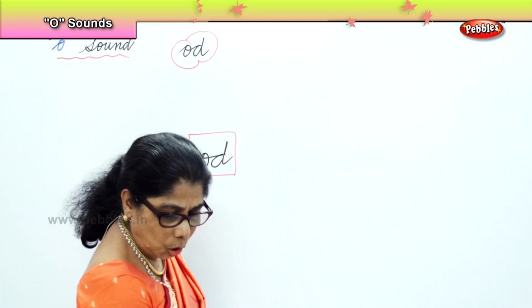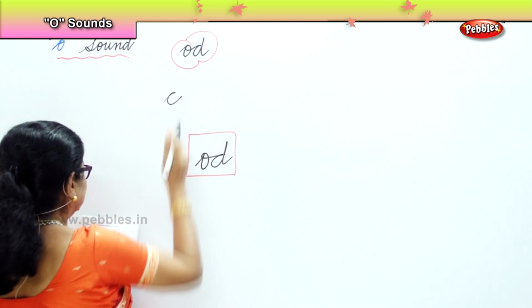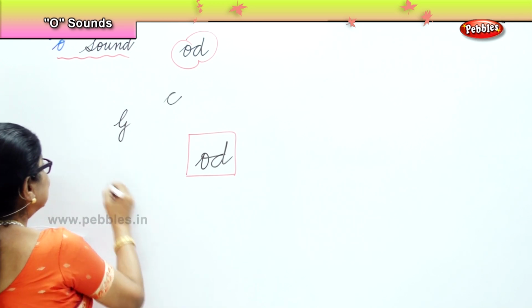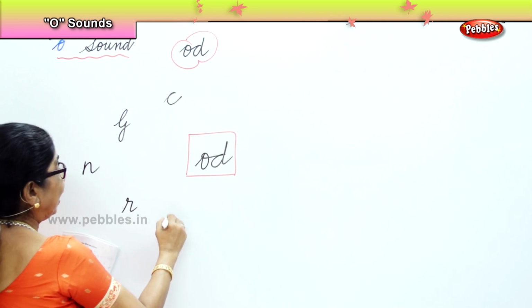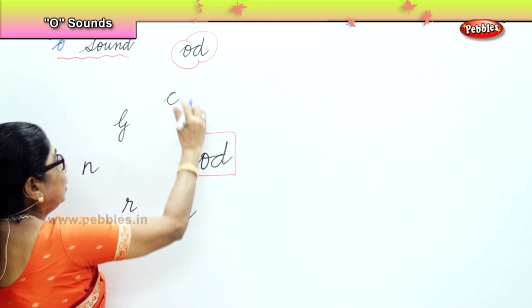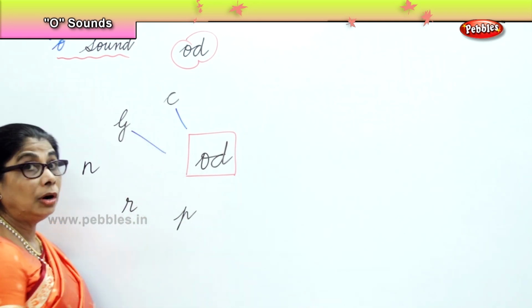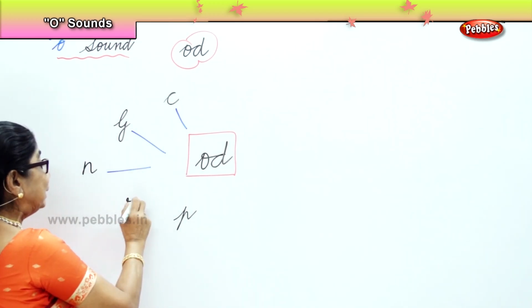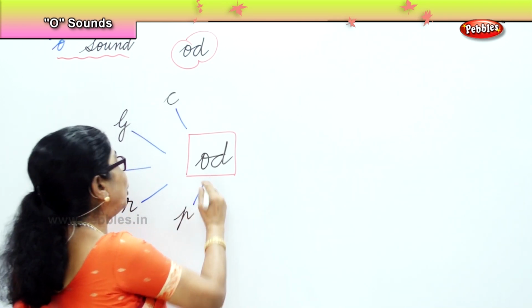Okay. Now in "od", we have K and od: cod, a fish. Then G: god. Then N: nod, you nod your head. R: rod. And P: pod, a seed.